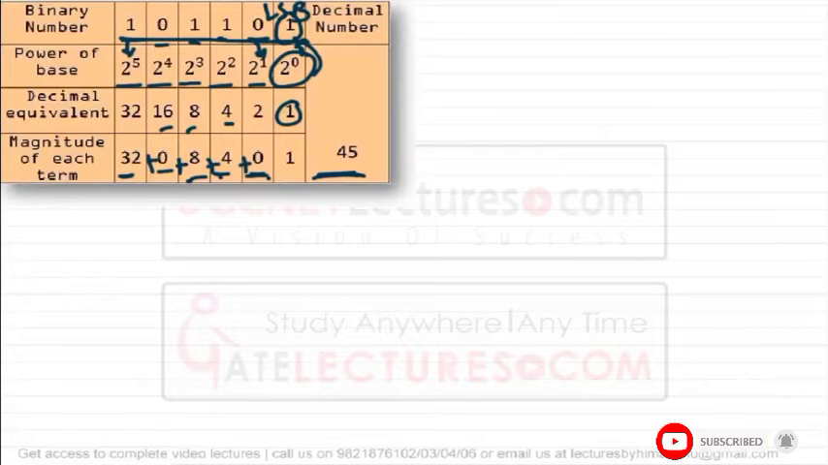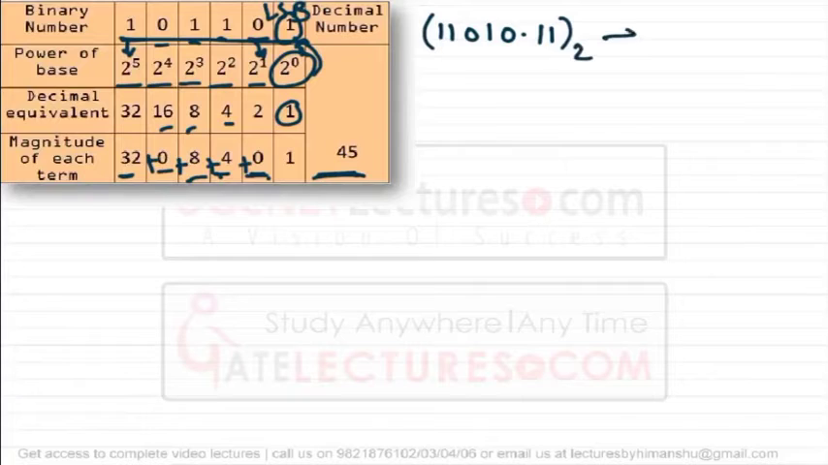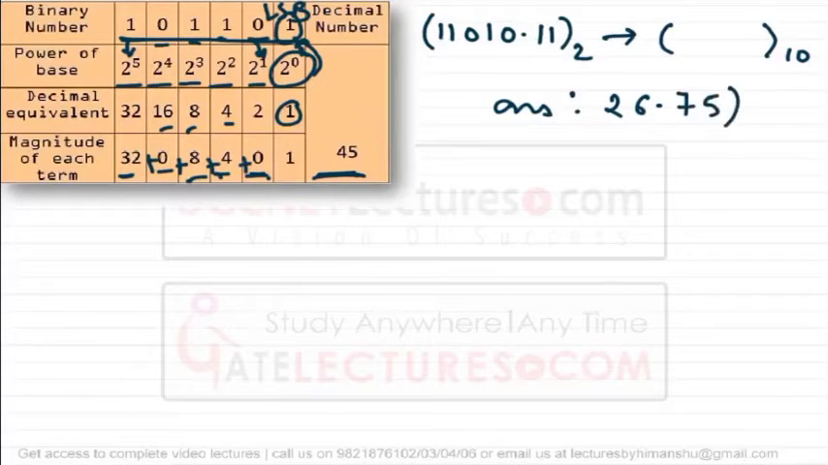Let us look at one more example. You practice it yourself. Convert 11010.11 into a decimal number. I am giving the answer here, you can practice it yourself. The answer is going to be 26.75. This is going to be the decimal equivalent for this number.